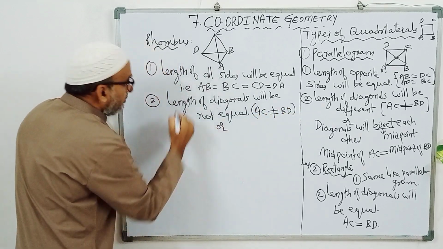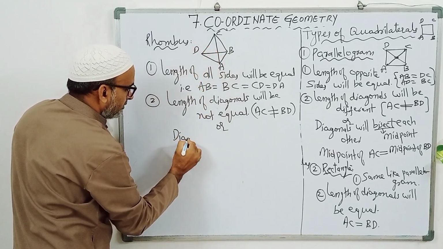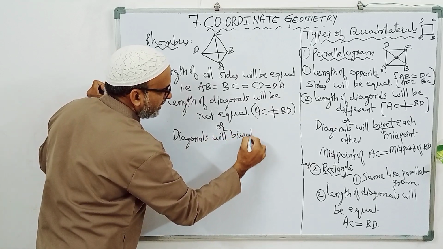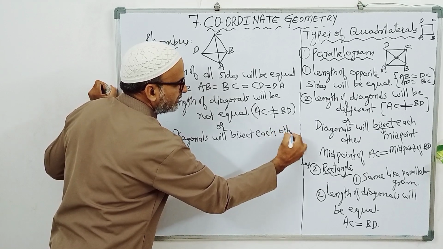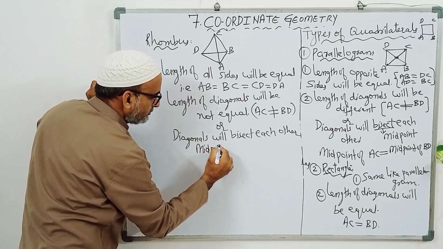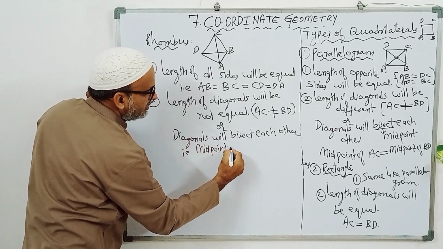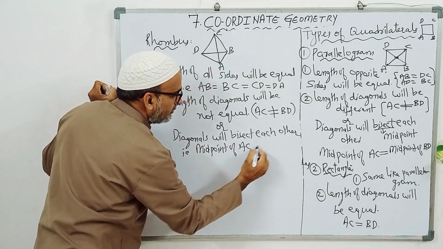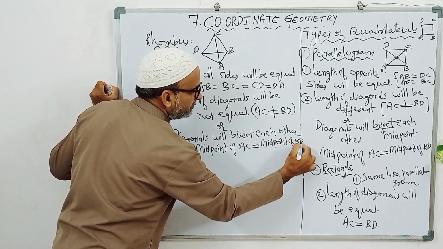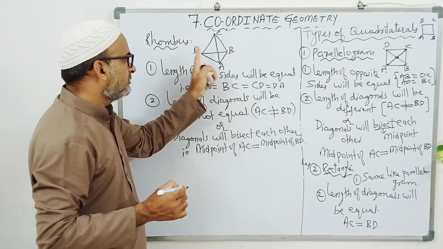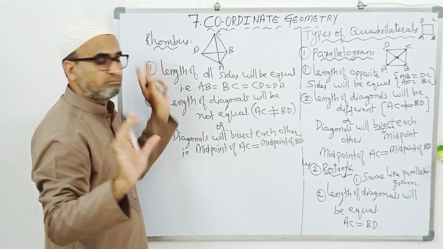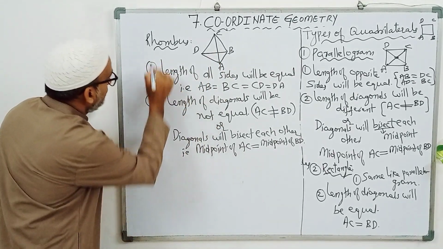Or, diagonals will bisect each other. Means the midpoint of AC will be equal to the midpoint of BD. If these conditions are satisfied, then it is a rhombus. Length means distance formula, no need to get confused. Next, after rhombus, square.